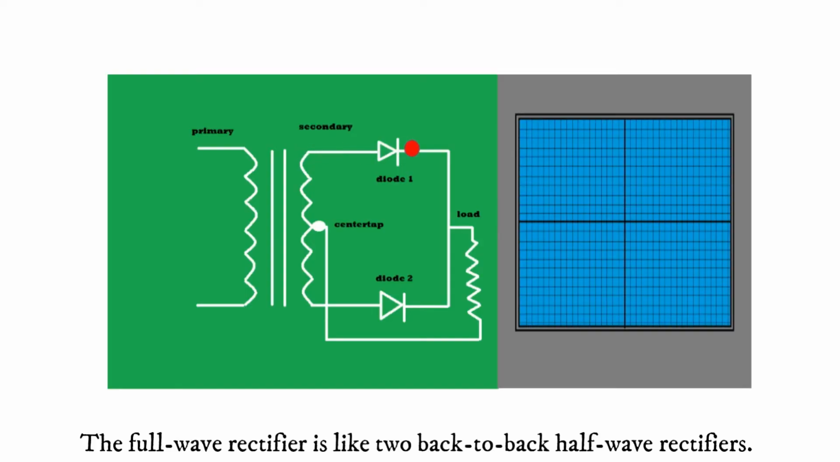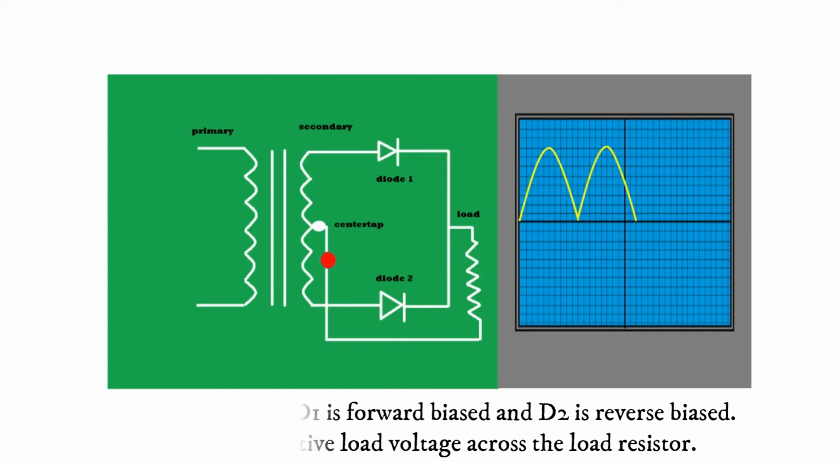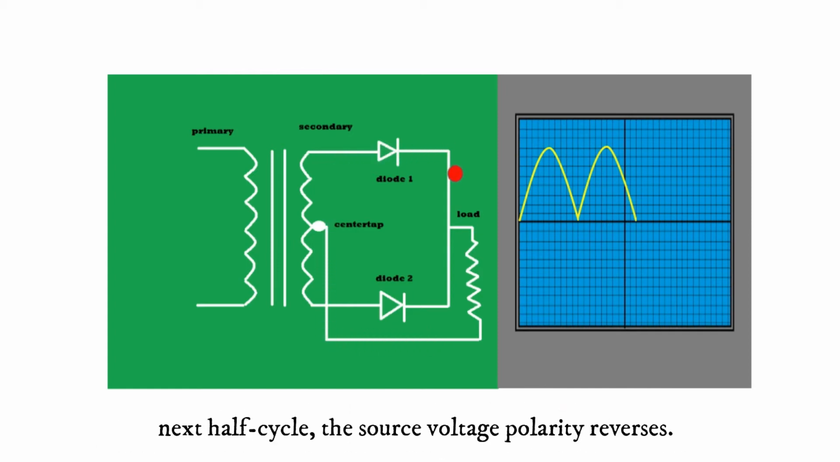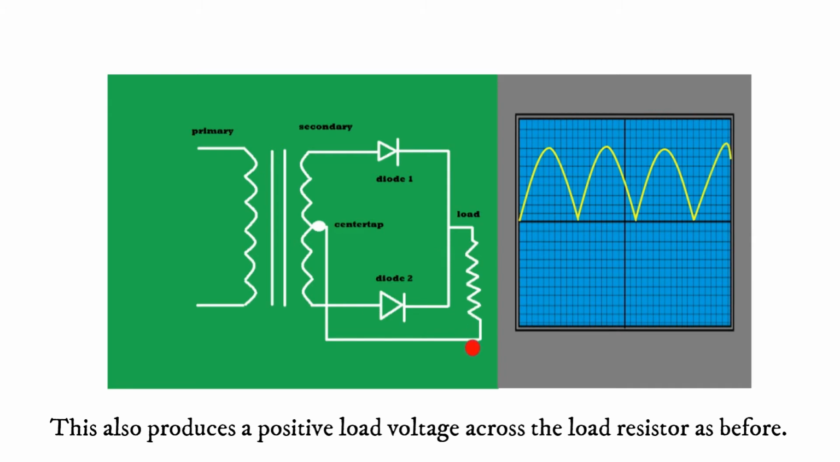The full-wave rectifier is like two back-to-back half-wave rectifiers. In the first half cycle, D1 is forward biased and D2 is reverse biased. This produces a positive load voltage across the load resistor. In the next half cycle, the source voltage polarity is reversed. This time D2 is forward biased and D1 is reverse biased. This also produces a positive load voltage across the load resistor as before.